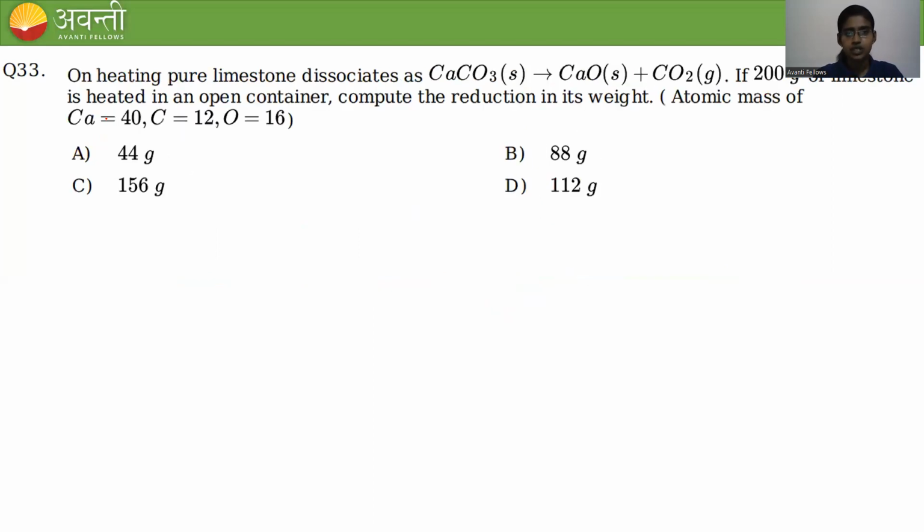Then coming to question number 33. On heating, pure limestone dissociates: calcium carbonate is the limestone, and it dissociates into calcium oxide and carbon dioxide. If 200 grams is heated in an open container, compute the reduction in its weight, and the atomic masses are given. Let's write in terms of grams. CaCO3 is getting converted to CaO plus CO2.